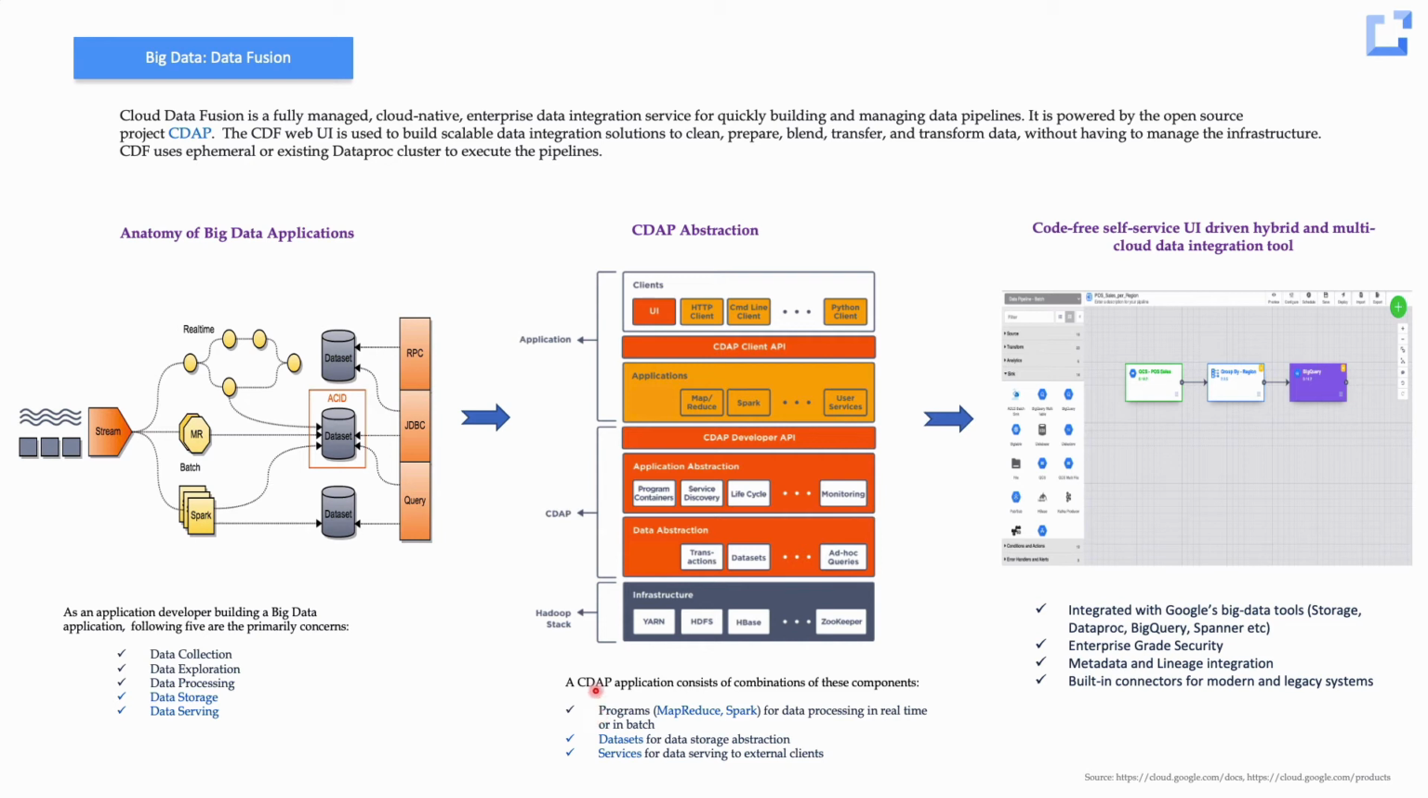A CDAP application consists of the following components primarily. The programs that you write to do the data processing, whether it could be MapReduce, Spark, and all of that. What it creates is the data sets for data storage abstraction. It doesn't care how that data is stored, where it's storing, whether it's immutable, or whether it can't support ACID. It doesn't care about all of that. It's completely abstracted. And the serving part of it, how the data is integrated with other players, whether using JDBCs, querying RPCs, and all of that.